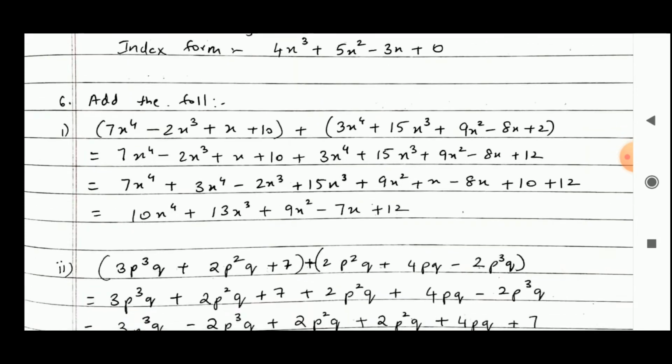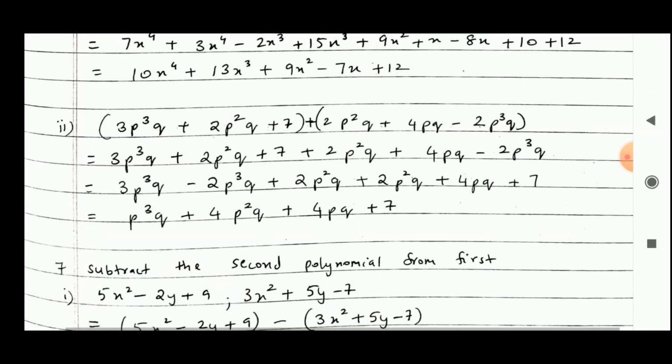So 7x raised to power 4 plus 3x raised to power 4 minus 2x cube plus 15x cube plus 9x square plus x minus 8x plus 10 plus 12. So 7 plus 3 is 10, x raised to power 4. 15 minus 2 is 13, x cube plus 9x square minus 7x plus 12.